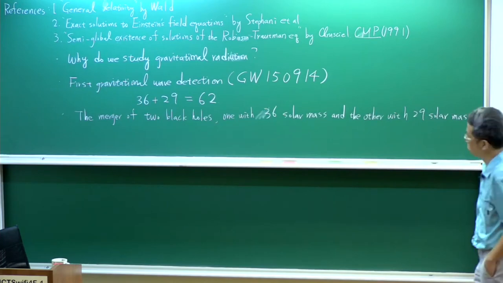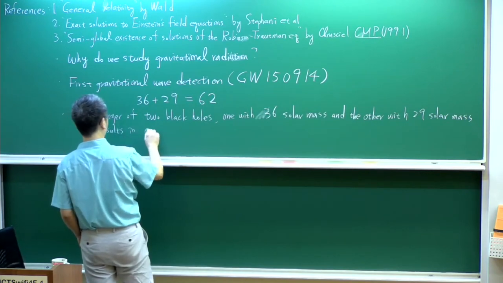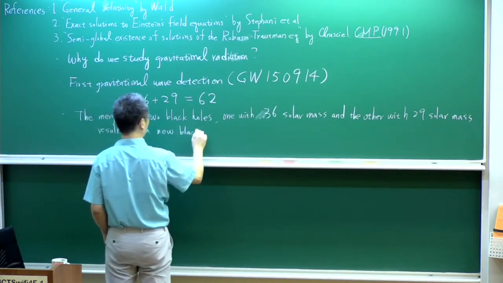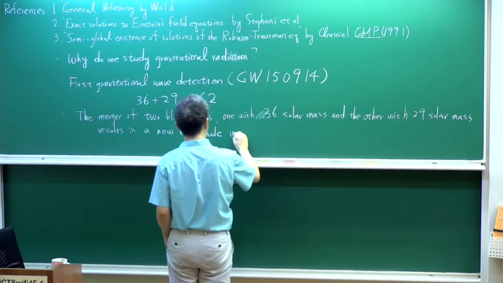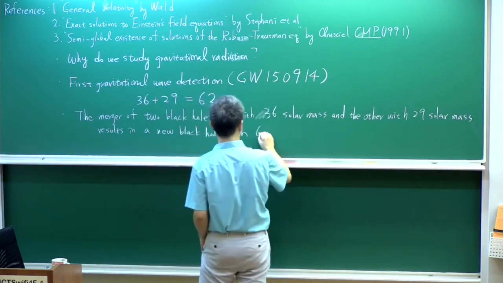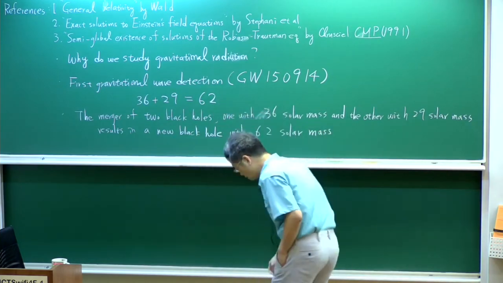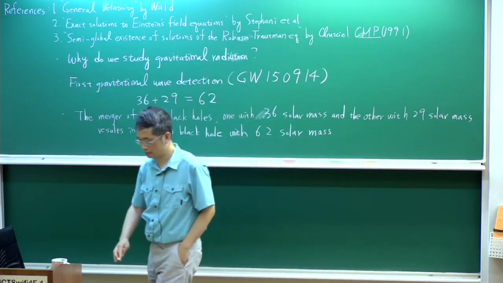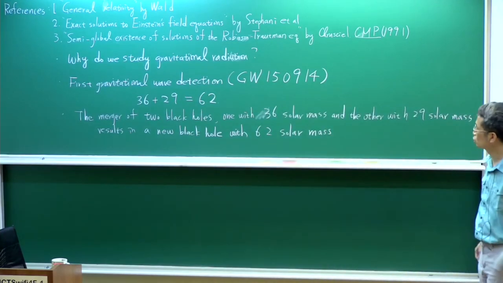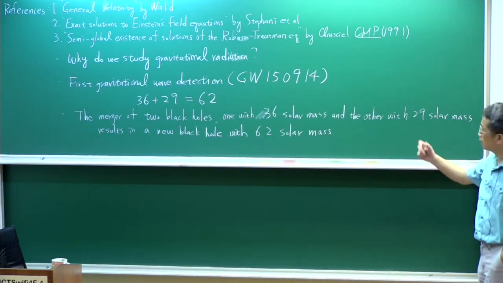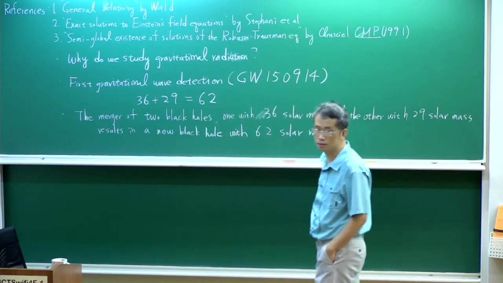Okay. This results in a new black hole with 62 solar mass. So you have two black holes with the respective masses, and they are rotating about each other, and in the end merge into a single black hole. But of course, anyone can observe this discrepancy: this is 65 instead of 62.